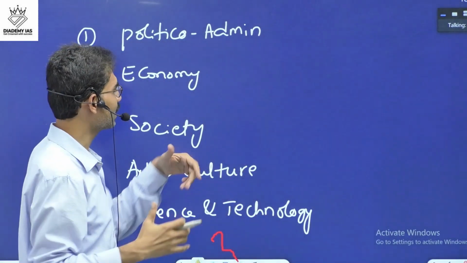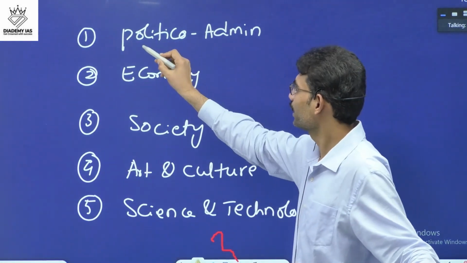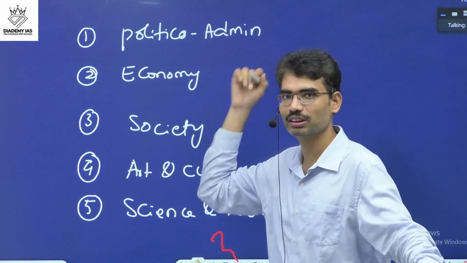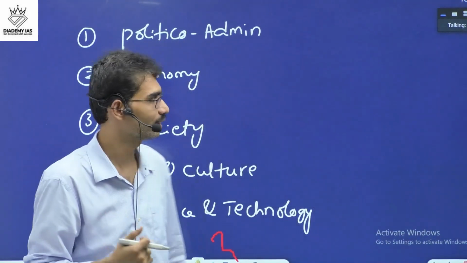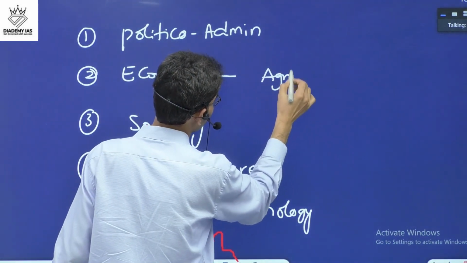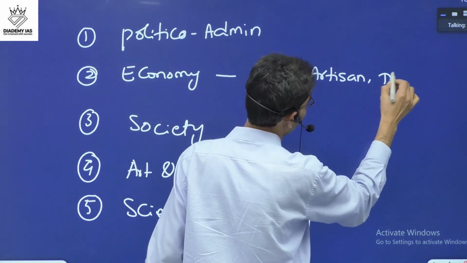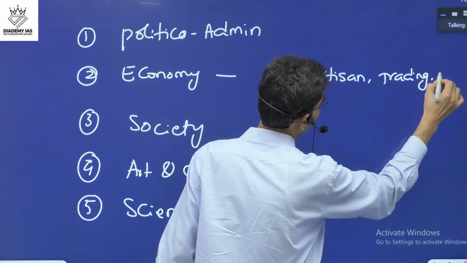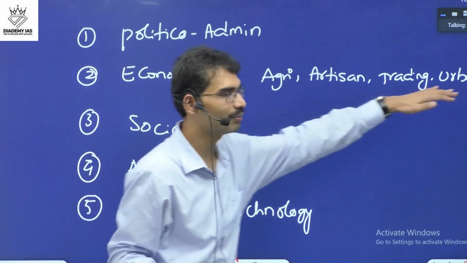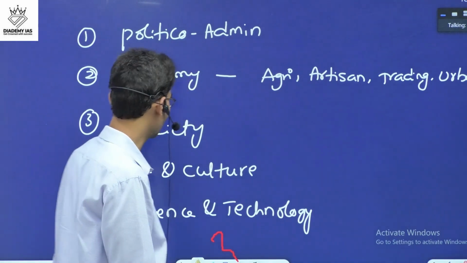But to understand the prehistoric period, we don't have much resources except archaeological sources. That's why their political administration and all we don't know. That's why this will not come at all in the prehistoric period. Economy, when it comes to economy, it is about agriculture, then artisan activities, then trading activities, then urbanization. But in the prehistoric time period, some of these elements will not come. Only agriculture, basic primitive artisan activities.